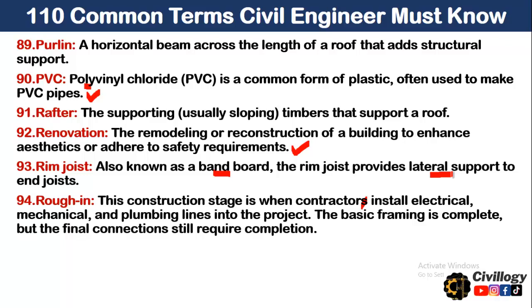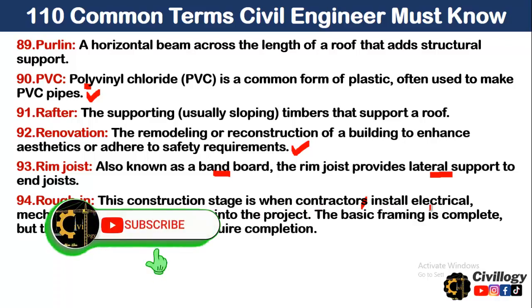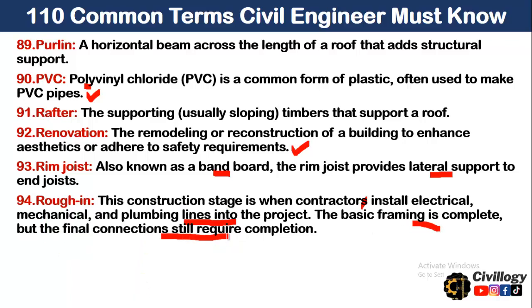Point number 94, which is very important to learn for civil engineers, is rough-in. Rough-in is the construction stage when contractors install electrical, mechanical and plumbing lines into the project. The basic framing is complete, but the final connection still requires completion. So this is the stage where the contractor has installed electrical, mechanical, plumbing lines into the project, but the final connection has not been applied yet. This stage is called the rough-in stage of that project.